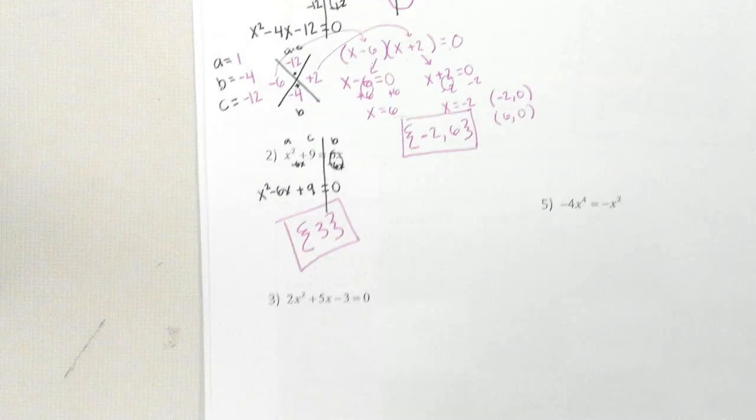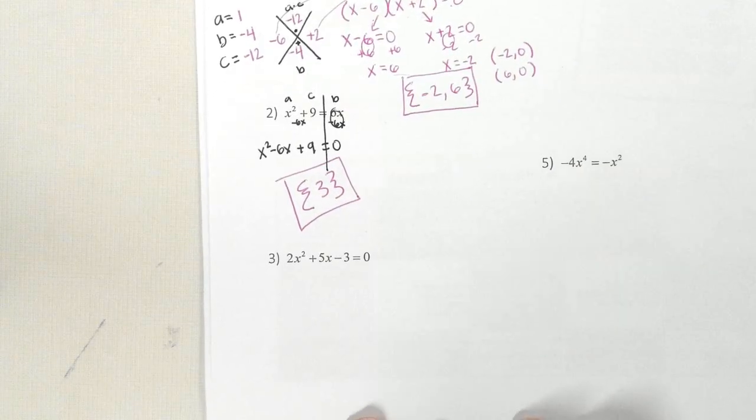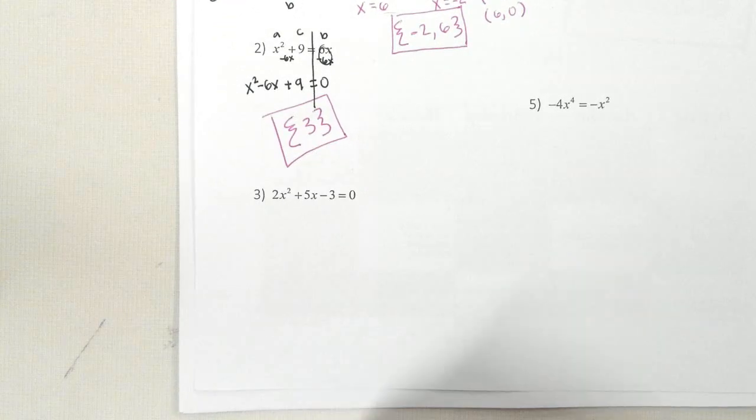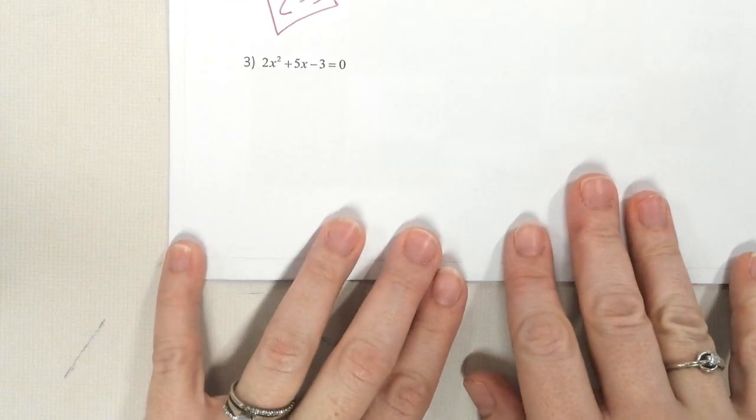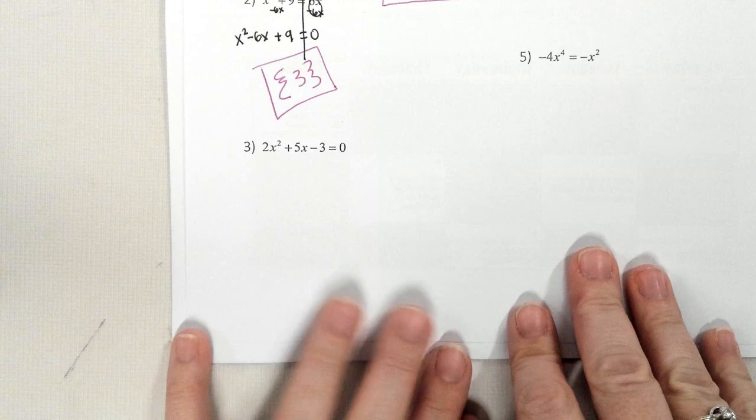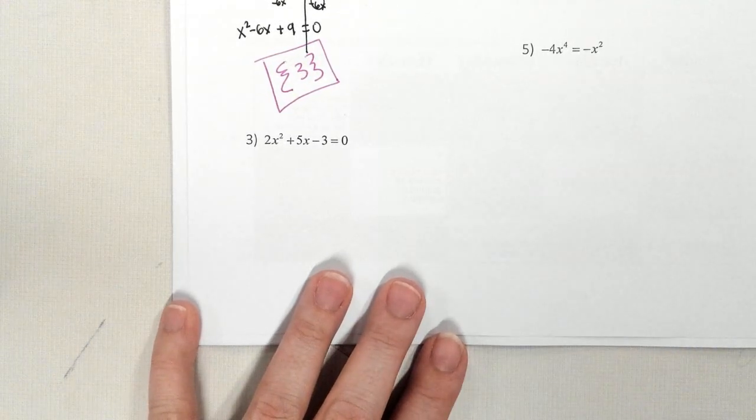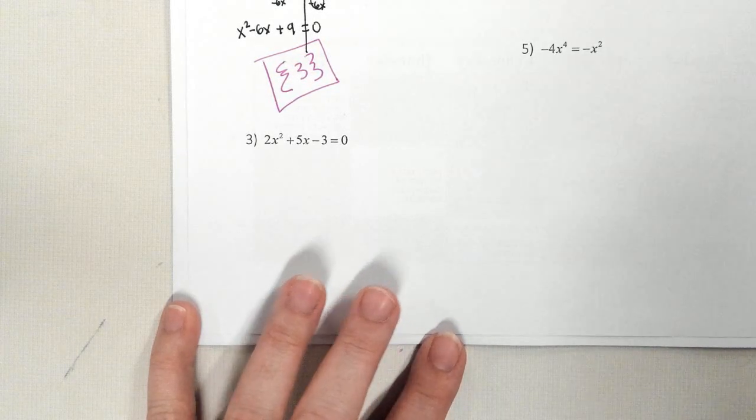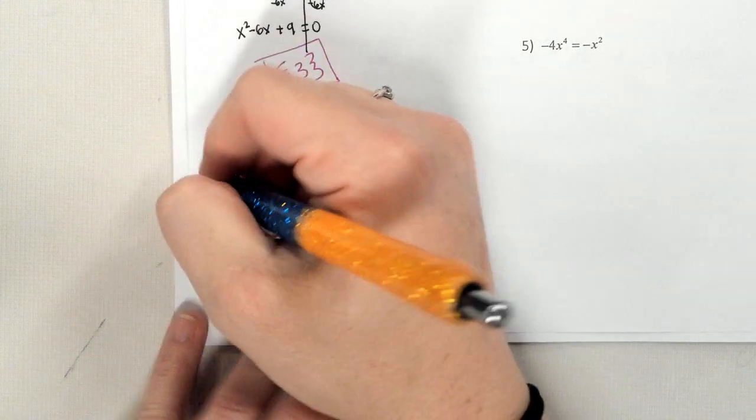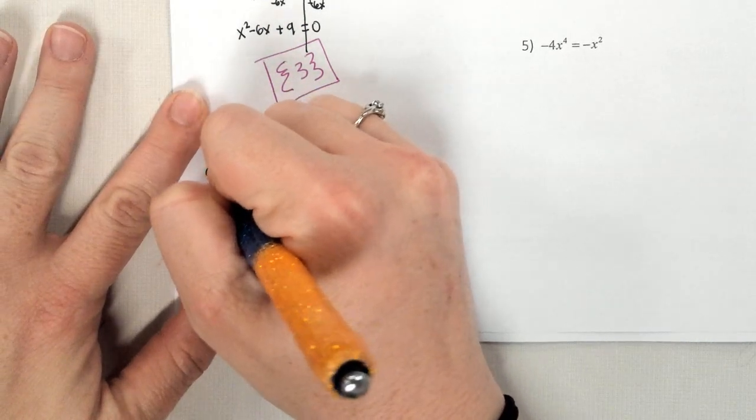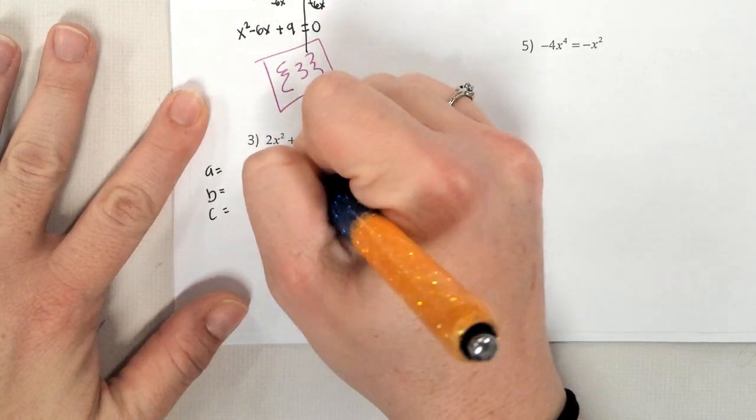So let's look at when a is not. Okay, it's a little more work. I'm sorry, but it is what it is. So let's look at number 3. Might help if you can see it. Okay, so here, it doesn't have a GCF. No. It's already set equal to 0, so we're good there. So we're just going to get started. So we're going to find our A, B, C. I'm just going to set it up.